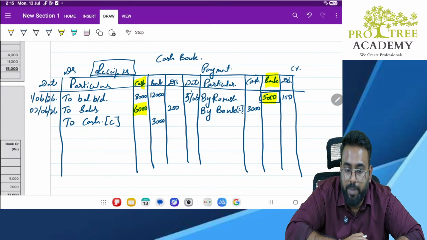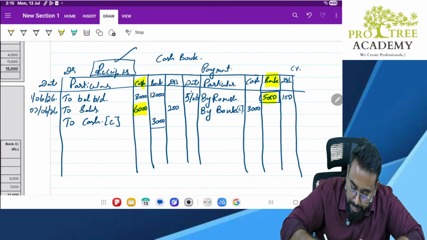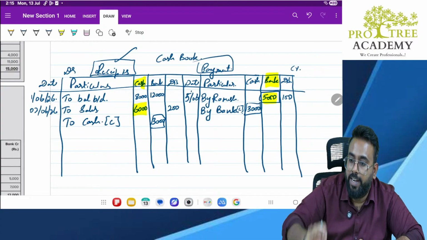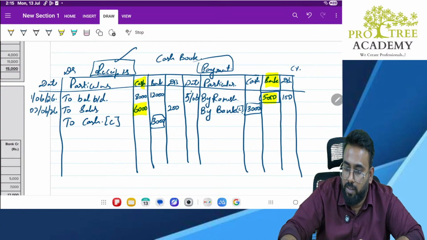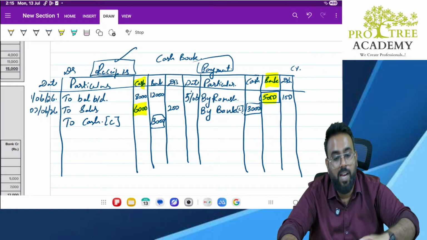Clear? Everybody is understanding? Any doubts in this? Sir, we are receiving the money in the bank, so we will write in the bank column. We are making the payment in cash, so we are writing in the cash column. Clear? And it is nothing but one asset goes up, one asset comes down.